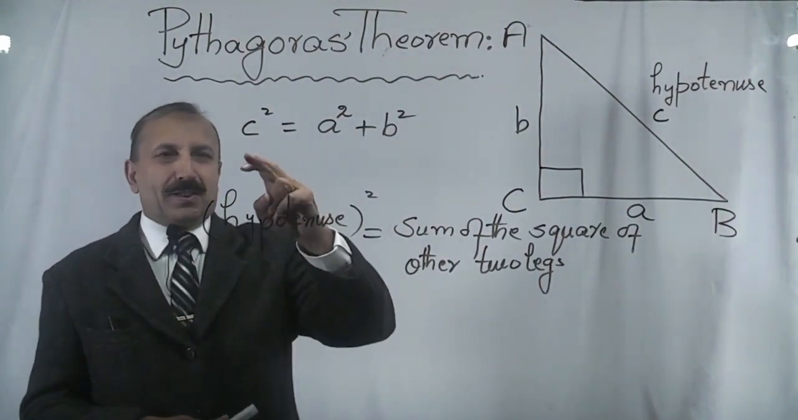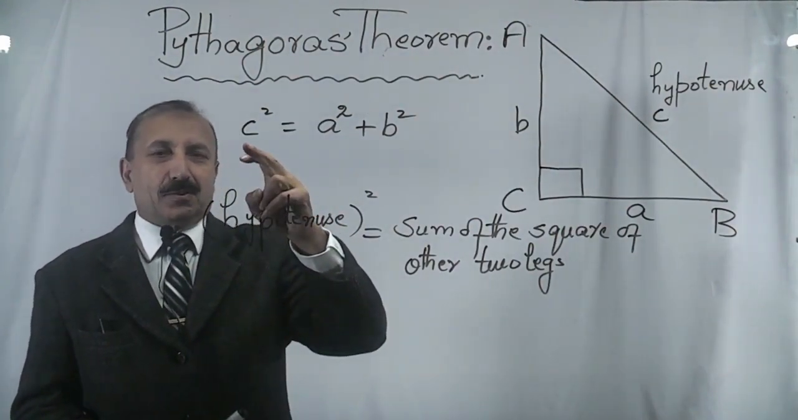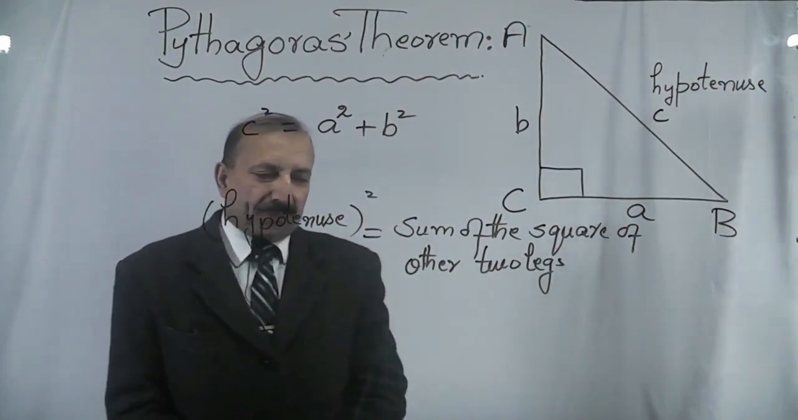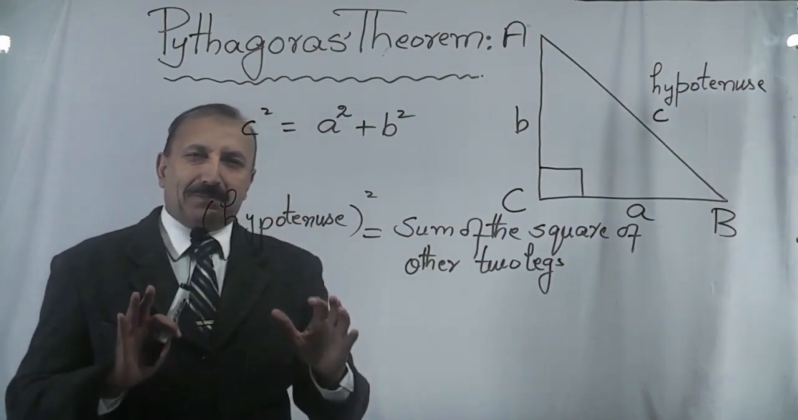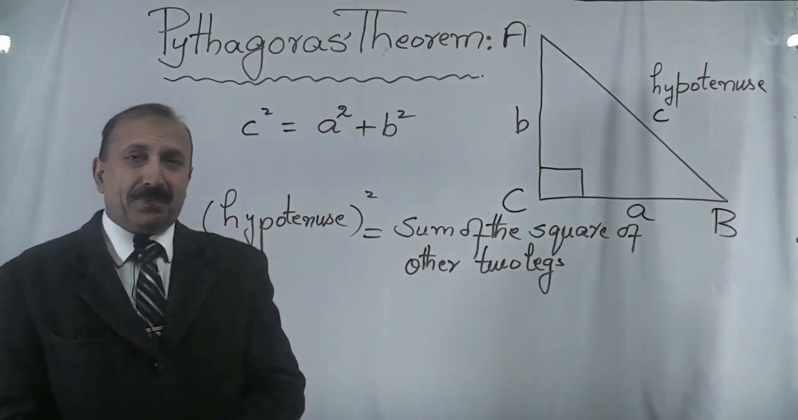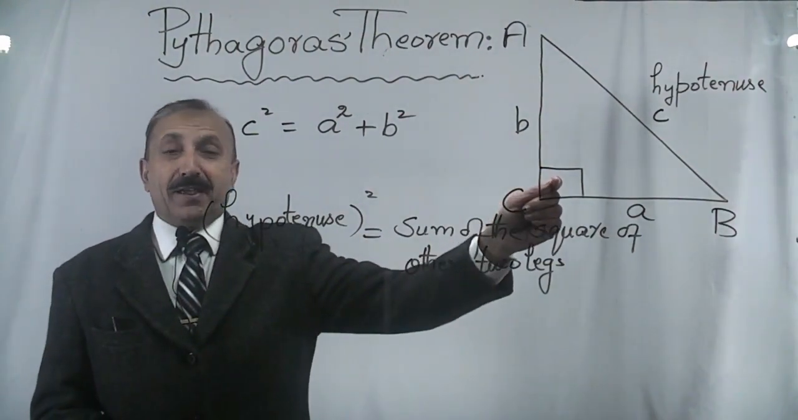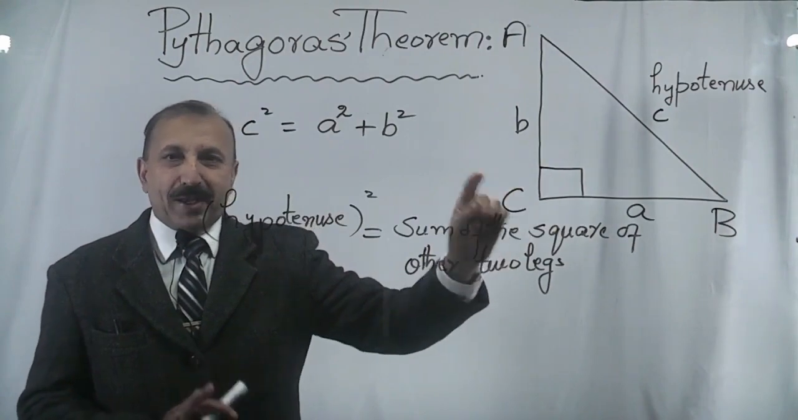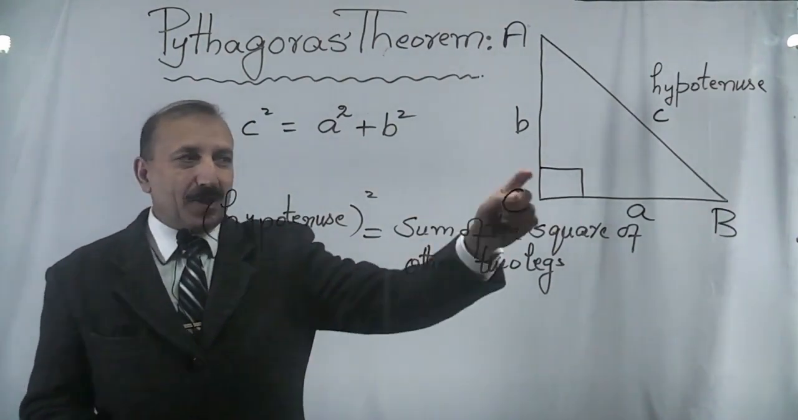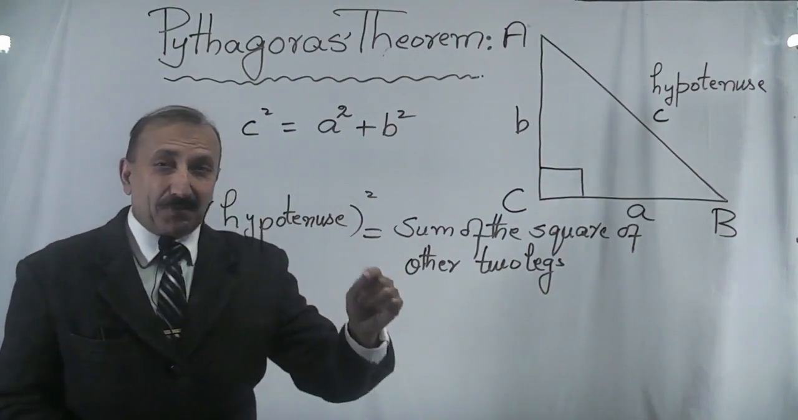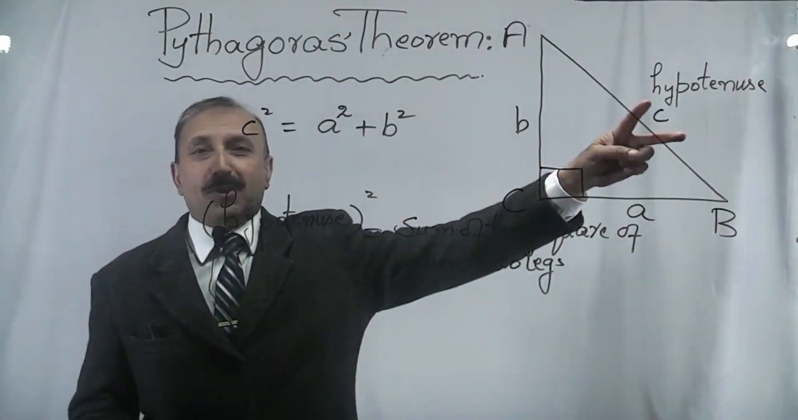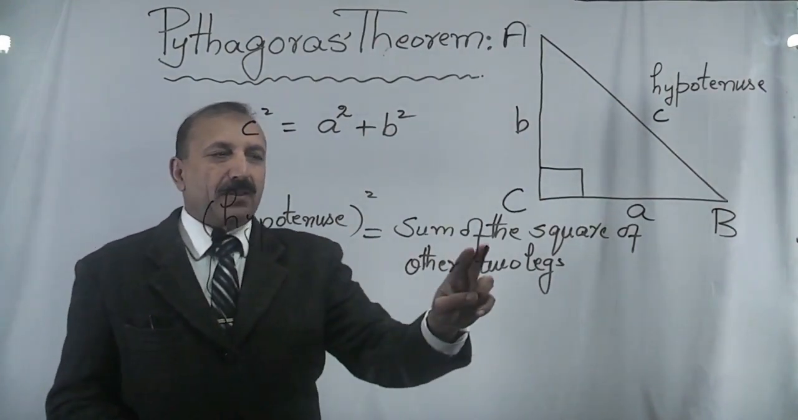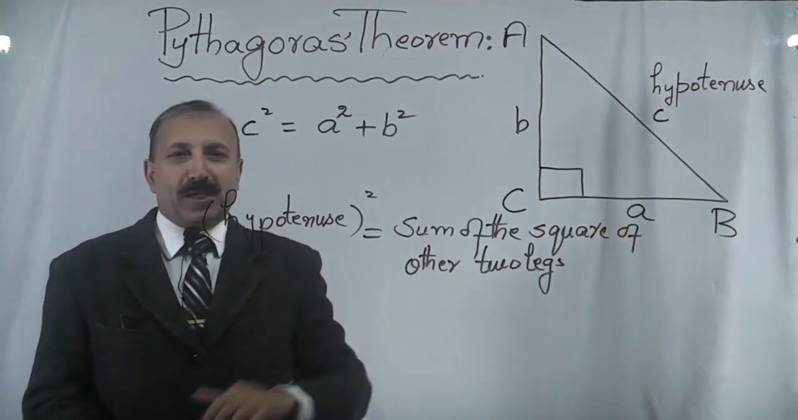And obviously, as I explained here, the square of the hypotenuse is equal to the sum of the squares of the other two legs. Naturally the theorem is: if one angle in a triangle is a right angle, then this condition is possible, that the square of the longest side, which is represented here as the hypotenuse, is always equal to the sum of the squares of the other two legs.